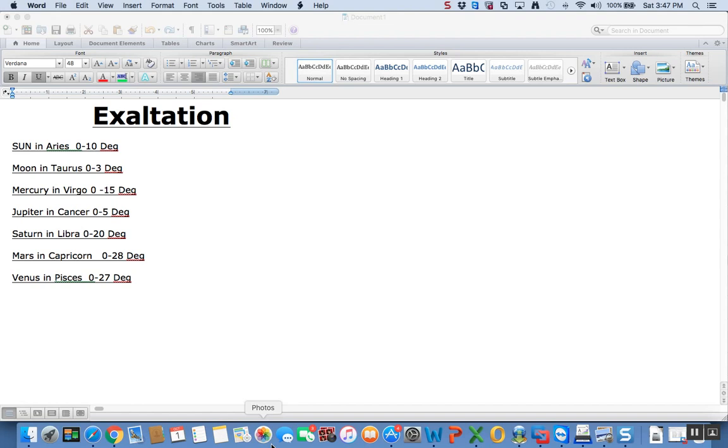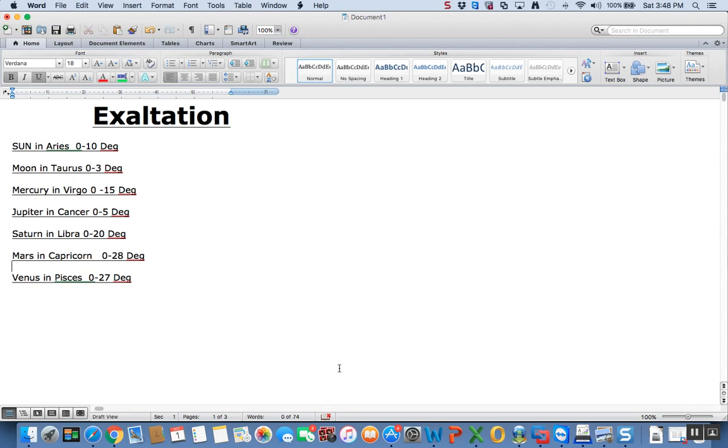Mars is exalted in Capricorn between 0 to 28 degrees. Venus is exalted in Pisces between 0 to 27 degrees. The debilitation of the planets is basically the seventh sign from its exaltation rashi, and the degrees remain the same.